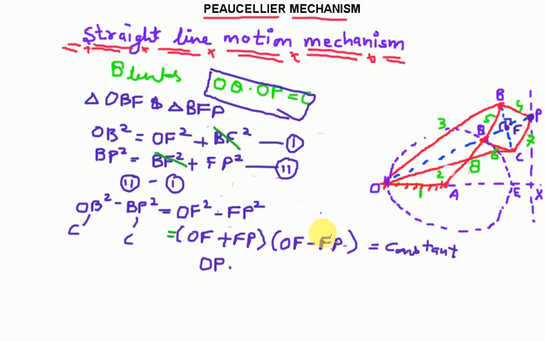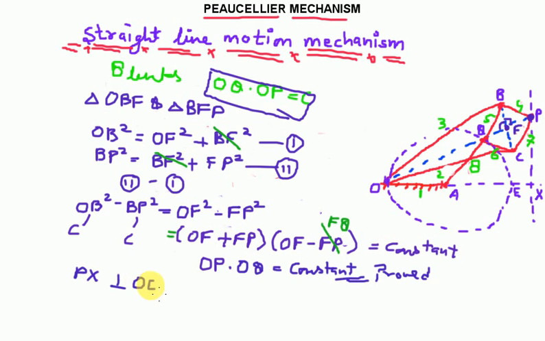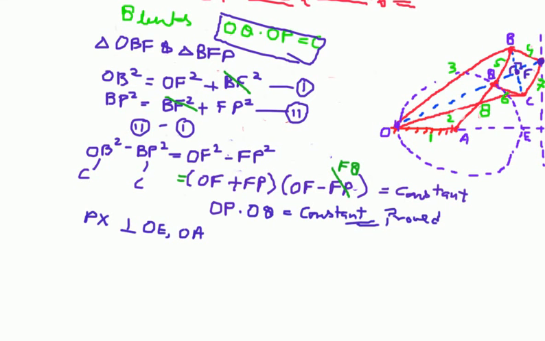So in place of FP, we can write FQ also. So it will give OQ into OP, which is equals to constant. Hence proved that OQ into OP is constant. Hence point P traces a straight path PX which is perpendicular to OE, or we can say OA. Hence peculiar mechanism shows the straight line motion.